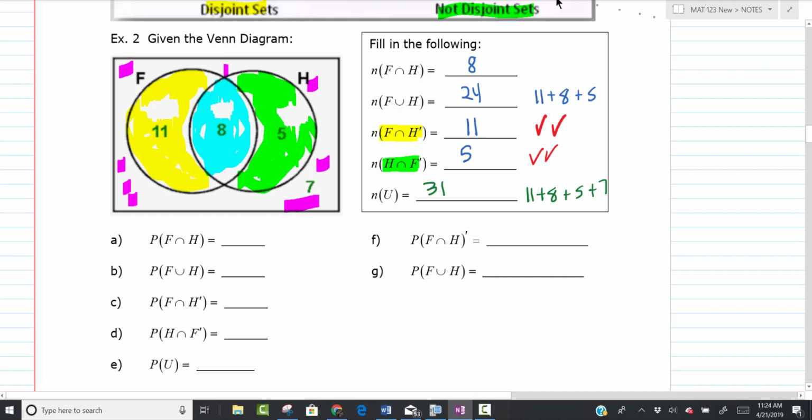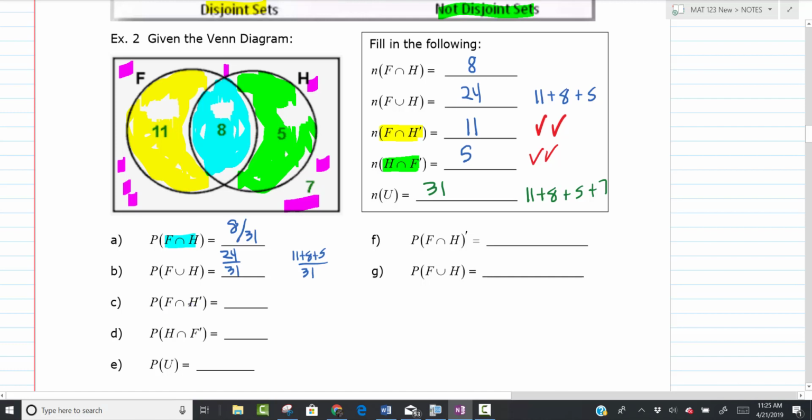Now we're going to crunch out some individual probabilities. We're looking at the intersection of F and H. The intersection of F and H is the part that's in blue. That would be an 8 out of 31 probability, so 8/31. The union would be the 11, 8, and 5, so you'd figure this out by doing 11 plus 8 plus 5 out of 31. There are 24 elements in that union, so that's a 24 over 31 probability.